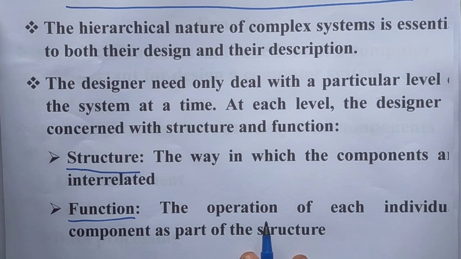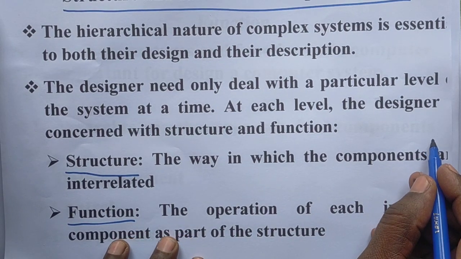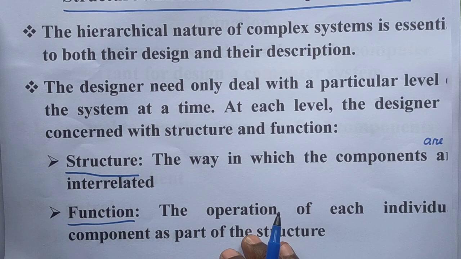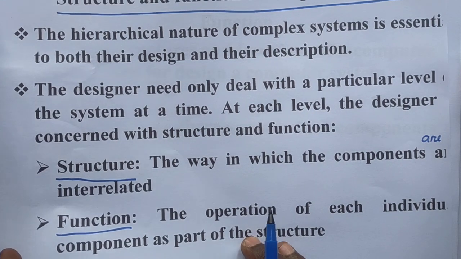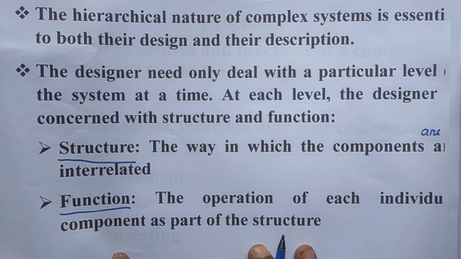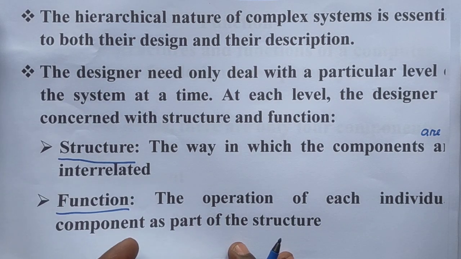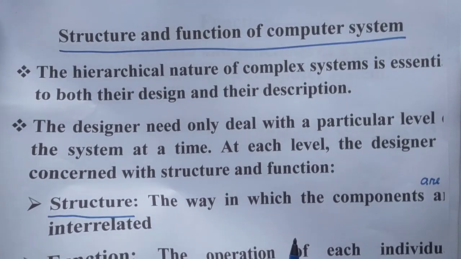If we go through structure, it is the way in which the components are interrelated. Components are interrelated, meaning different components are interrelated through structure. If we go through function, then it is the operation of each individual component that is part of the structure, meaning both are interdependent. Once the structure is completed, then we go through the function, how it is operated properly. That kind of thing we will discuss regarding structure and function of a computer system.